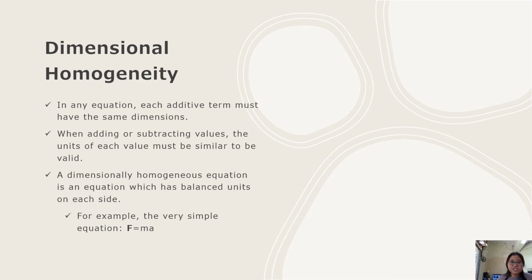So each additive term, meaning if L is equivalent to 2 plus 3, if you have an equation like this, these constants 2 and 3 should have units, right? Since each additive term must have the same dimension, 2 can be, for example, in kilograms. So you should have 2 kilograms plus 3 kilograms in order for your equation to be valid. Okay? So they should have the same dimensions.